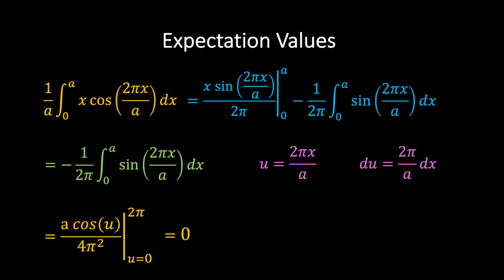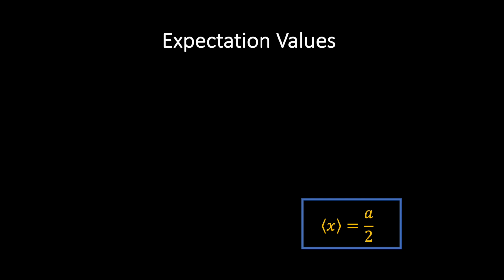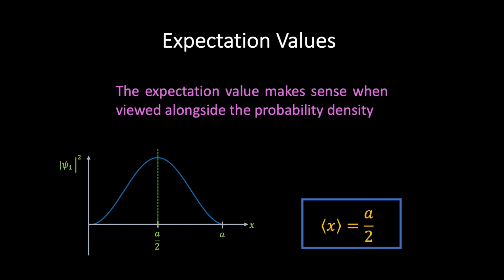And so, when the dust has settled, we see that the expectation value of the position of our particle in a box is simply equal to a over 2. And this is precisely the result that we might have expected based on the plot of the modulus squared of the wave function. Furthermore, we see that the expectation value of the position is a constant that does not depend on time. This is a characteristic feature of stationary states, as we've already mentioned.